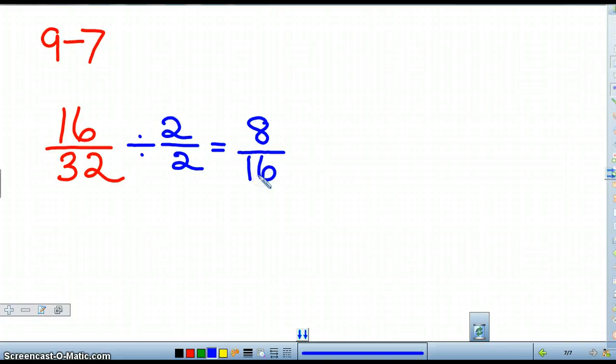8 is not prime, 16 is not prime. We can reduce further. I can do that by dividing by 2. I could also do that by dividing by 4, because wouldn't you just divide that by 4? So we can divide by 2 or by 4. Let's do 4 this time. Divide top and bottom by 4.